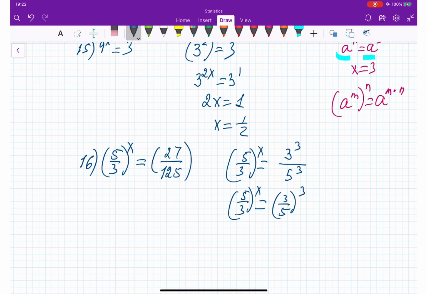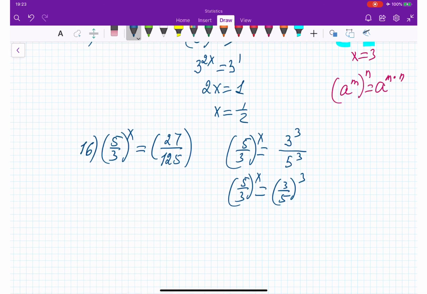Okay, well, it's interesting. On one side, I get 5 over 3. On the other side, I get 3 over 5. What can I do? Remember, if we have a negative exponent, we flip the fraction, yes? So either I can put x negative, or I can put 3 negative and flip the fraction. I'm flipping the 3 over 5 and putting negative with the 3.